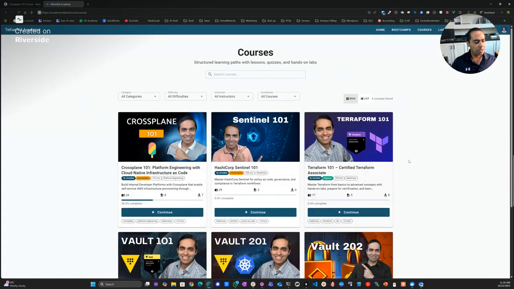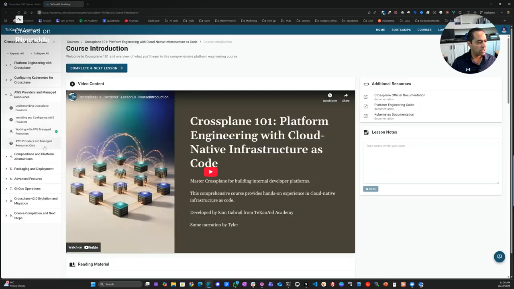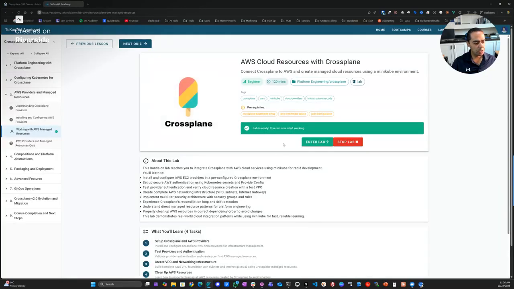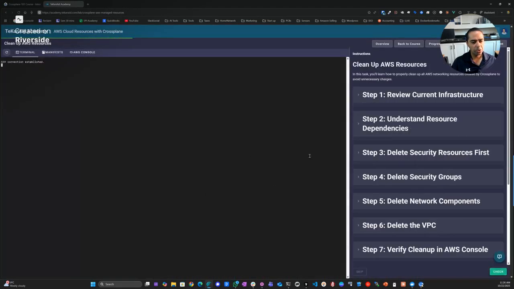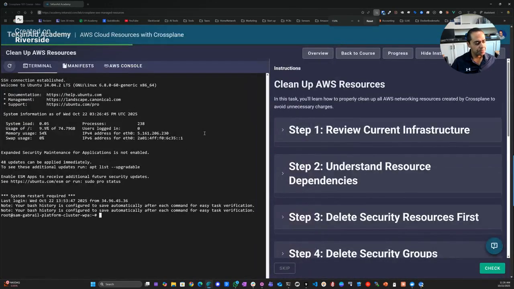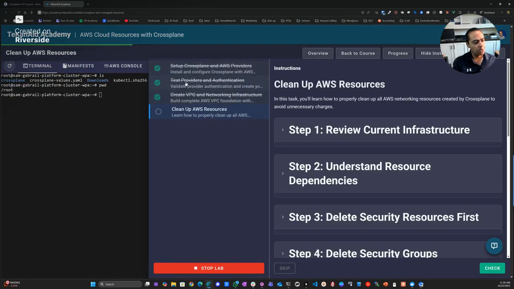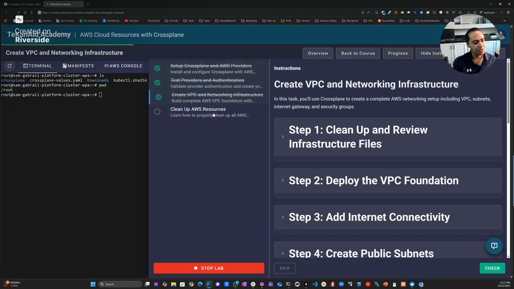So here we're on the TeKanAid Academy, and we can jump into the Crossplane 101 course and continue learning. I already spun up the lab beforehand, so we don't waste too much time building the lab. So we're in a lab here, and let's see if I can make this a bit bigger. So what this is, it's basically a VM. This is a Linux VM, so you can run a bunch of Linux commands. And I've already gone through a few of these tasks. So every lab has a bunch of tasks.